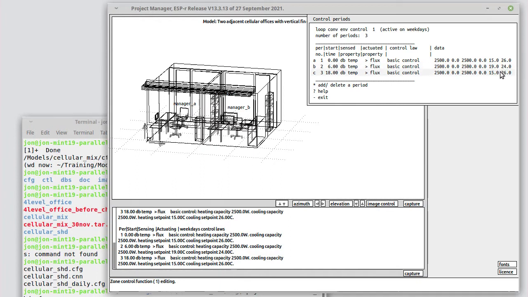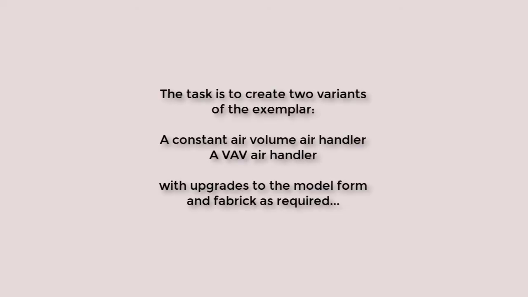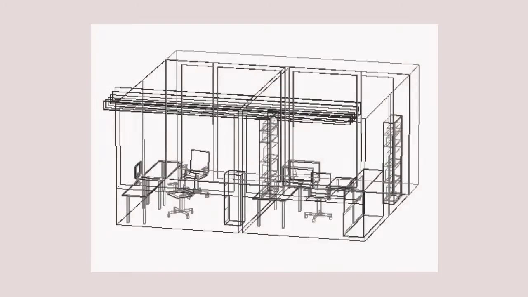You can see that there is a considerable dead band between, say, 15 degrees and 26 degrees at night, where the temperature will float. Let's make variants of this model that allow us to explore some outside-of-the-box HVAC options.